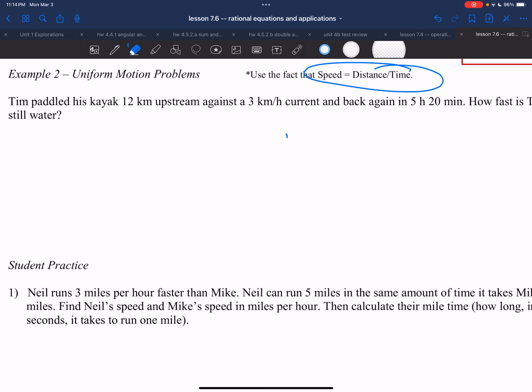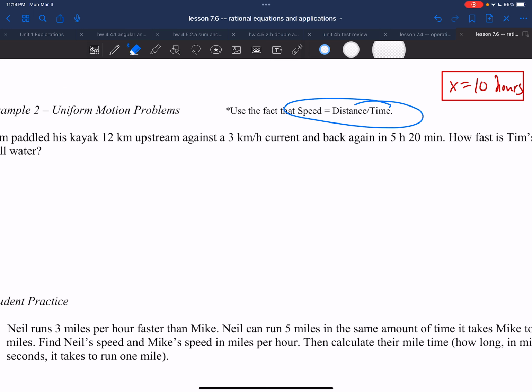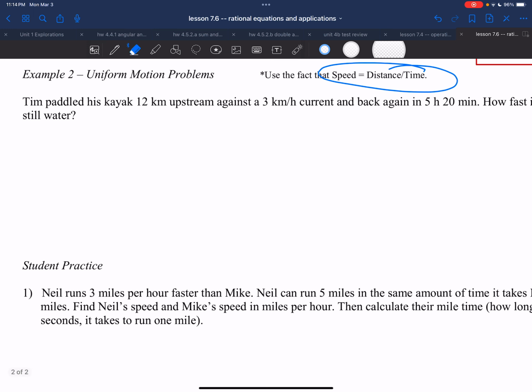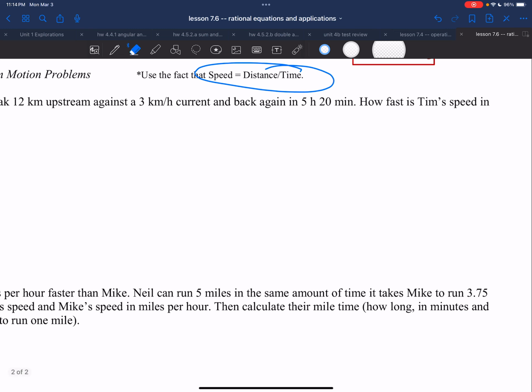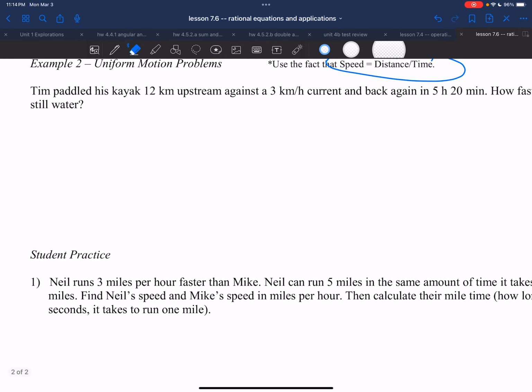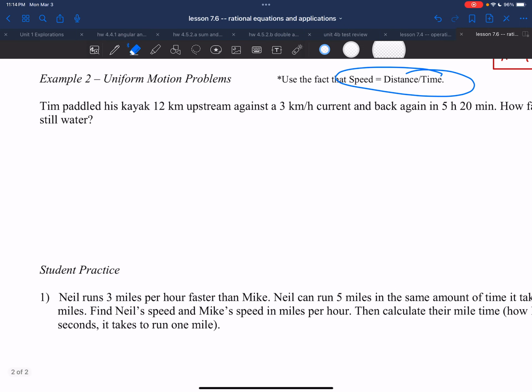So here is our example problem that we're going to get started with. It says, Tim paddled his kayak 12 kilometers upstream against a 3 kilometer per hour current and back again in 5 hours and 20 minutes. The question is, how fast is Tim's speed in still water? So still water, that's water that's not moving. So that's like his baseline paddling speed absent of the rate of the current.